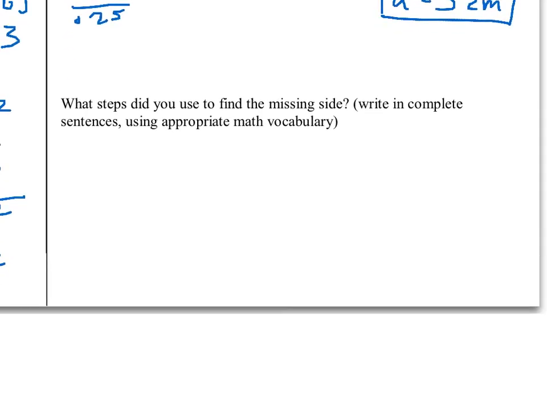All right. What I want you to do is, in complete sentences, using appropriate math vocabulary, write what we did in this problem to solve it and how it was slightly different than the problems we've done before. So do that on your own, and we will check back in 2.5 minutes.